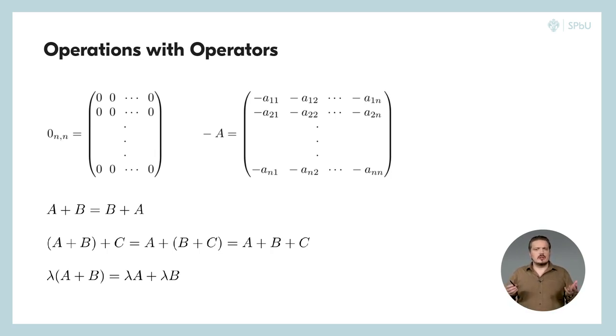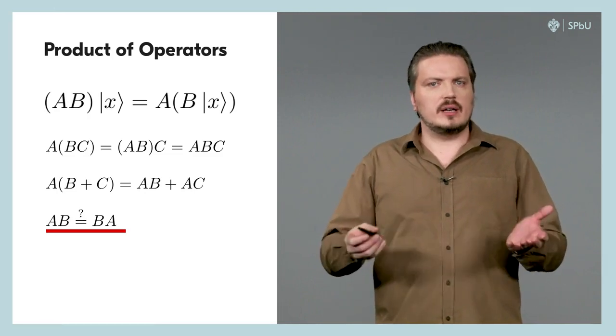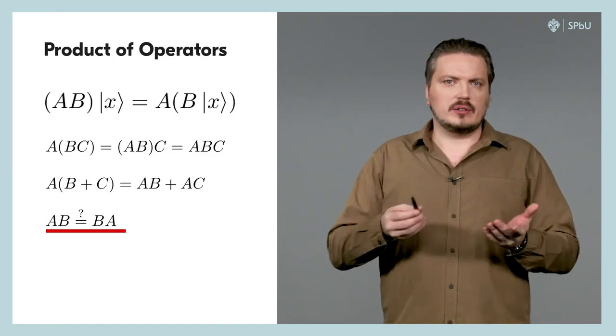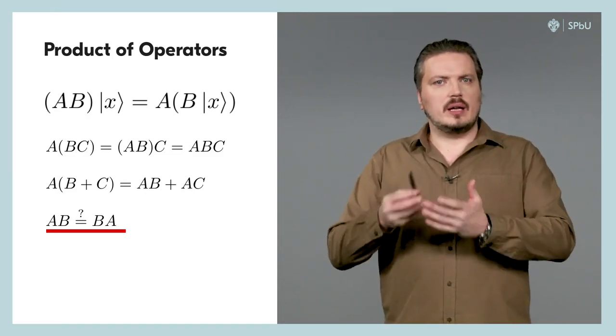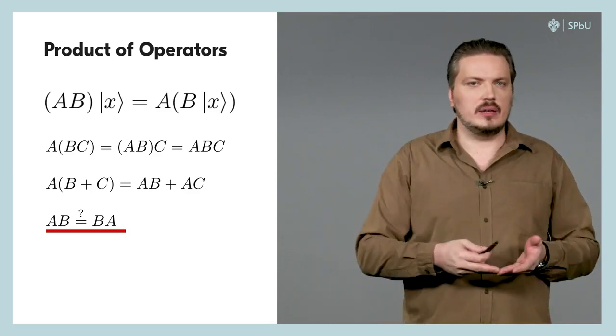It is easy to show that this sum operation is commutative and associative, and it is distributive with respect to multiplication by a scalar. So the linear operators form a linear vector space, indeed. Now, what about their multiplication? The product of two operators, A and B, is defined like this. When we apply the operator AB to some vector x, we first apply B and then A to the result of the action of B.